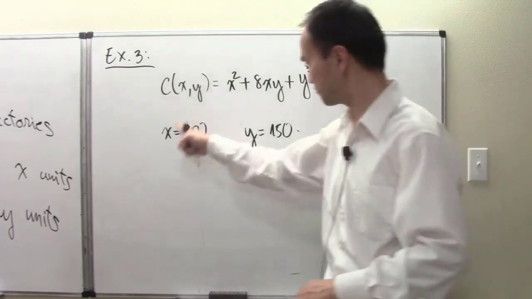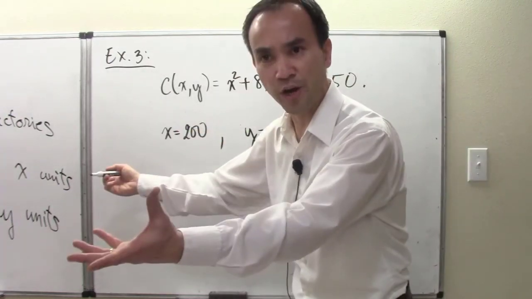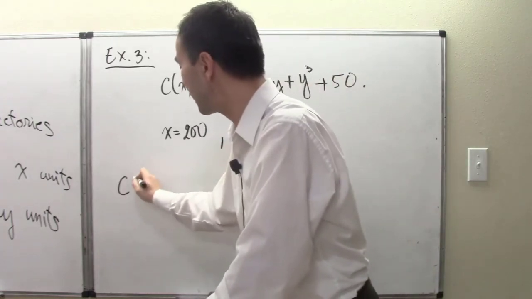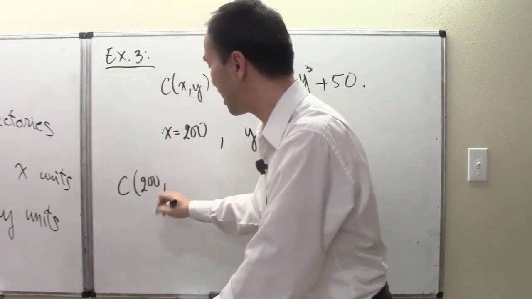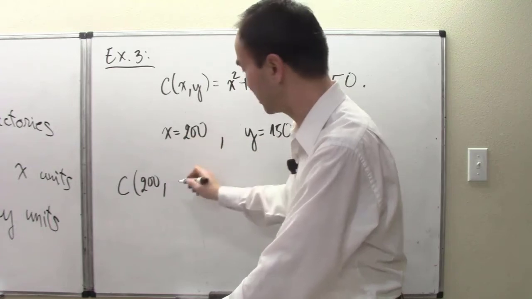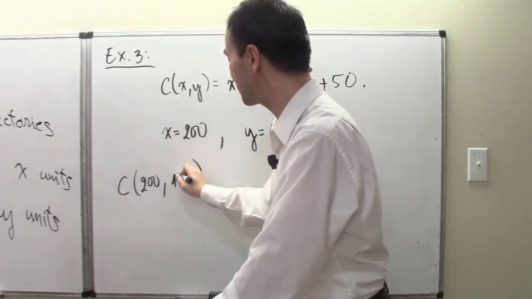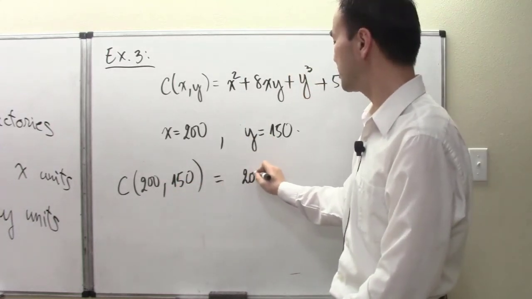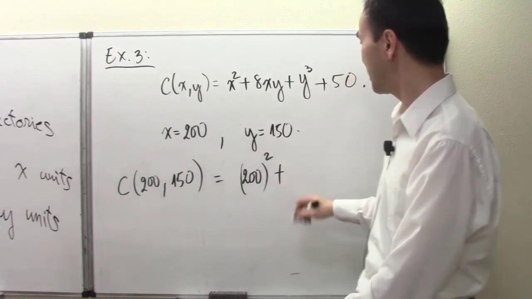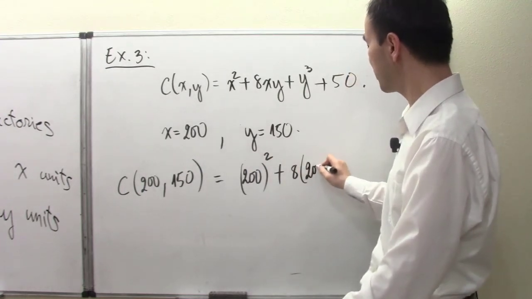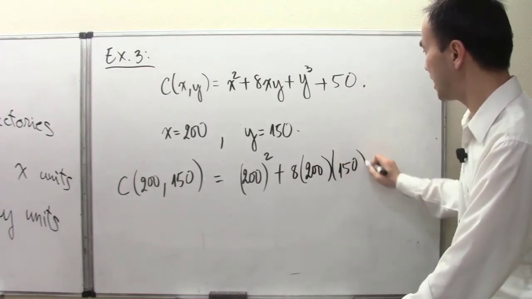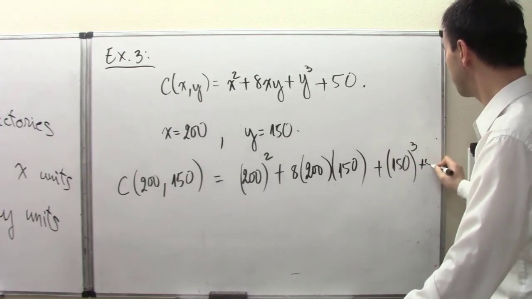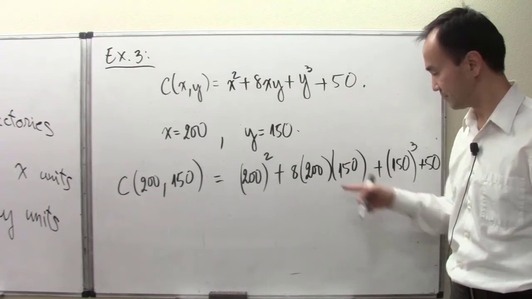All right, and so once we have these values given, finding the joint cost at these two given unit numbers means we're looking at the function C of this pair of values, C of 200 comma 150. That's how it's done. So this is the notation, but then into the work: 200 substituted for x squared, plus 8 times 200 times 150 for y, plus 150 cubed plus another 50. All right, that's what it is.